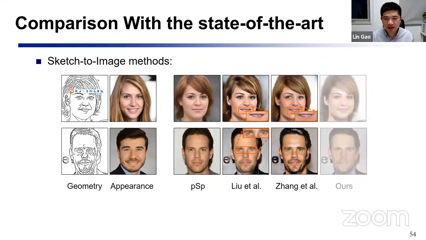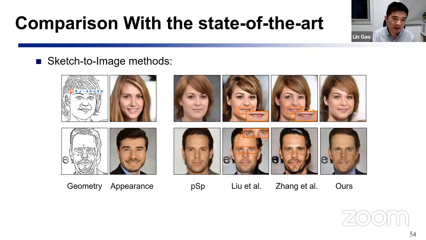We also compare this method with the state-of-the-art method for sketch-to-image translation. For a fair comparison, we train all the networks on the same training dataset. It could be seen that in the result of this method, the geometry and the appearance are respected well, and we also generate better results in the local region. So in the global manner or in the local detail, this method generates much better results compared with other state-of-the-art methods.